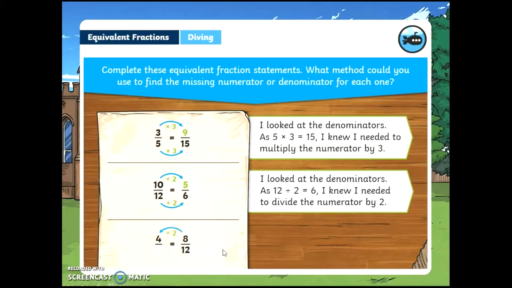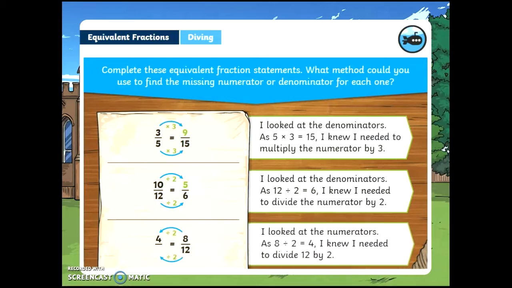Hopefully you have. So here again I've shown division, but I could multiply as well. 12 divided by 2 is of course 6. Okay, so that's how you can use that relationship, and it's whatever you do to that numerator, whatever you multiply that numerator by, you have to multiply the denominator by the same. Or you can do it with division if you're going to a smaller number.